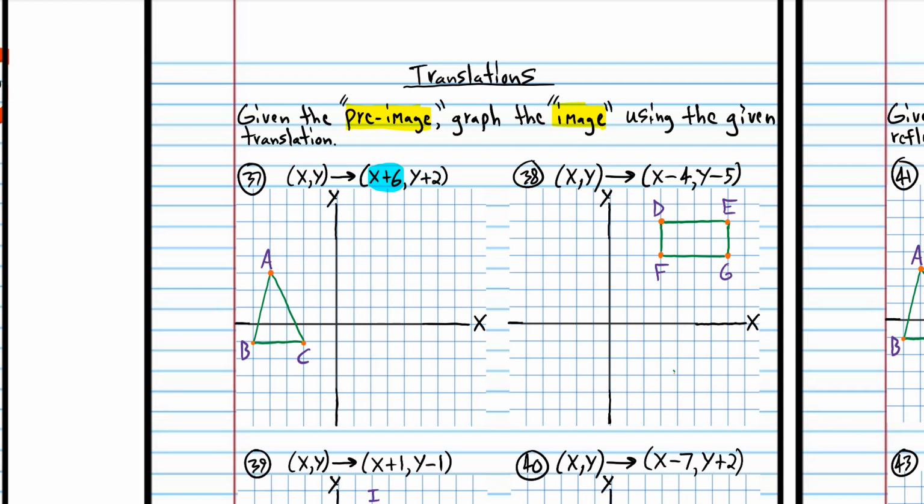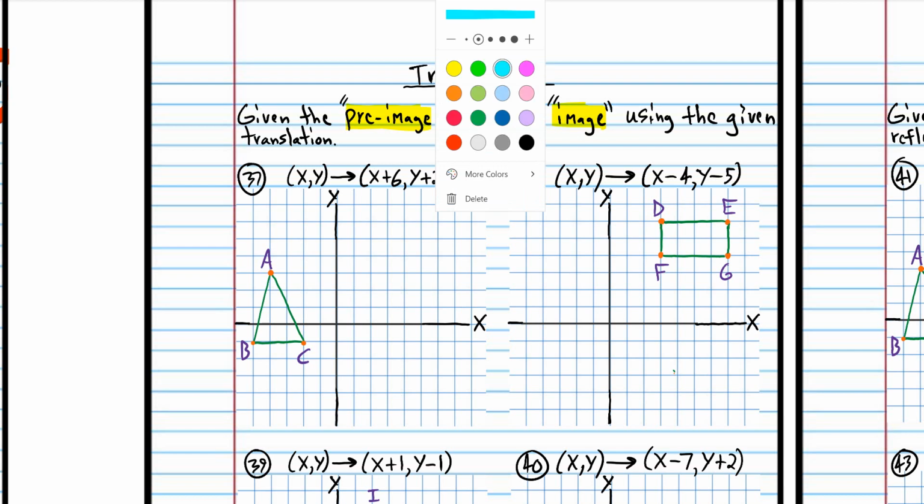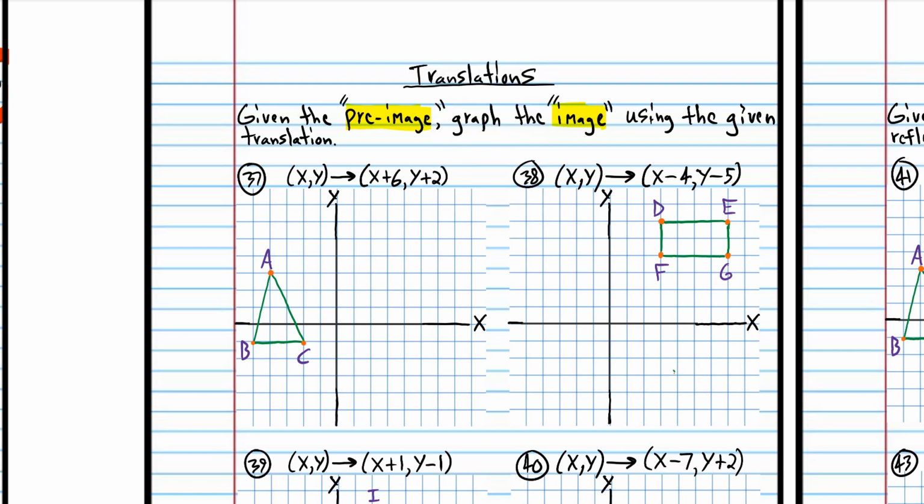So the easiest way to do this is to take each point individually. We're going to take A and move it 6 units to the right and then 2 units up. So 1, 2, 3, 4, 5, 6. 1, 2, and then that's our new point right there. So that's how you're going to do this. You're going to do that with every point. We're going to call that A prime.